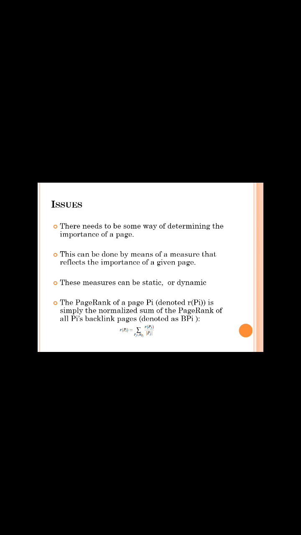The PageRank of page Pi, which is denoted by R(Pi), is simply the normalized sum of the PageRank of all Pi's backlink pages, denoted as B(Pi). The formula is shown here. The rank of page Pi is equal to the summation over Pj that belongs to B(Pi) of the rank of Pj divided by the mod of Pj. This formula calculates the rank of a page based on backlinks. The backlink is the number of pages that point to the page P.